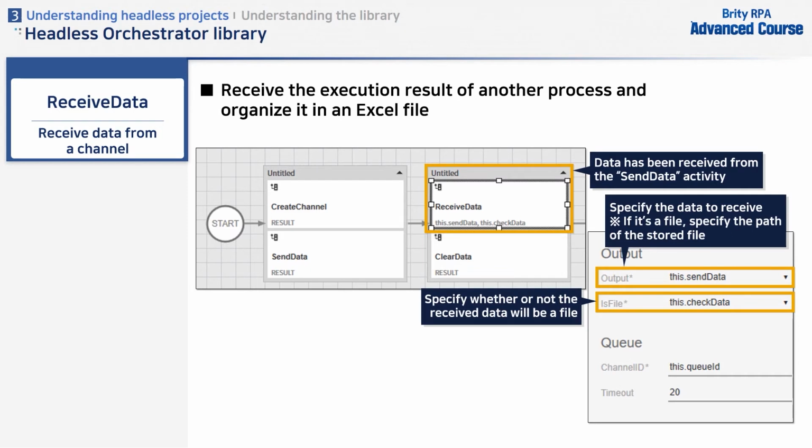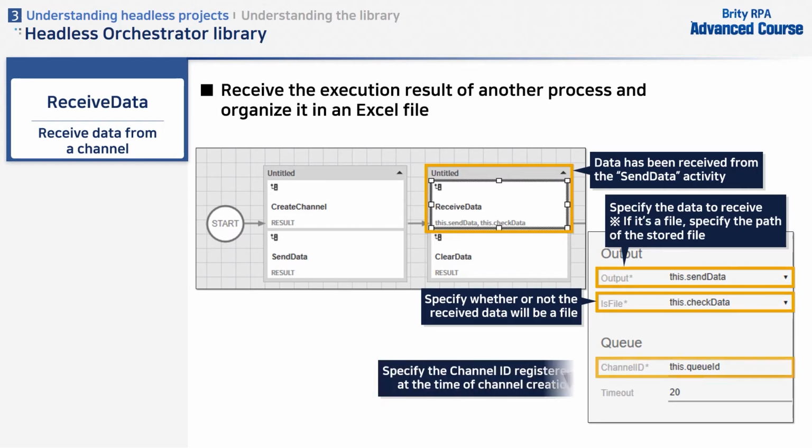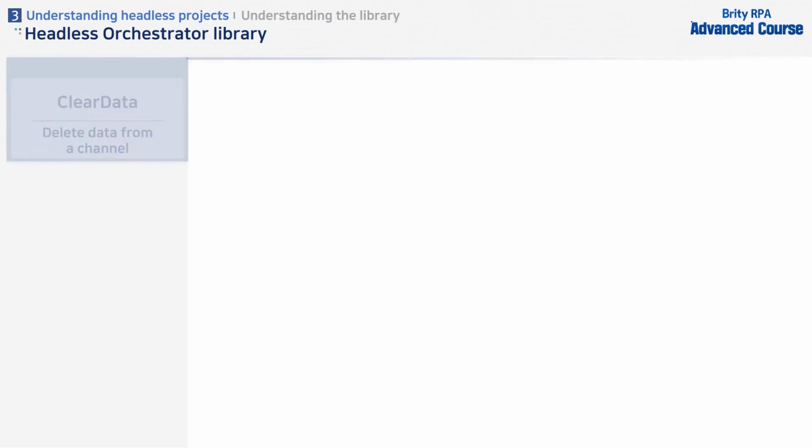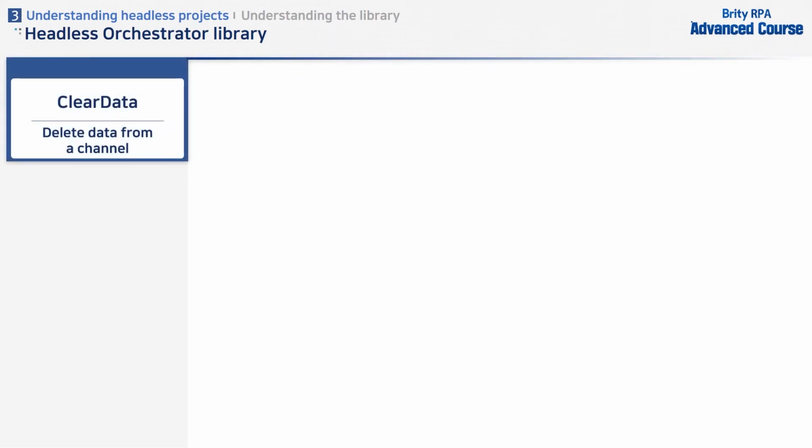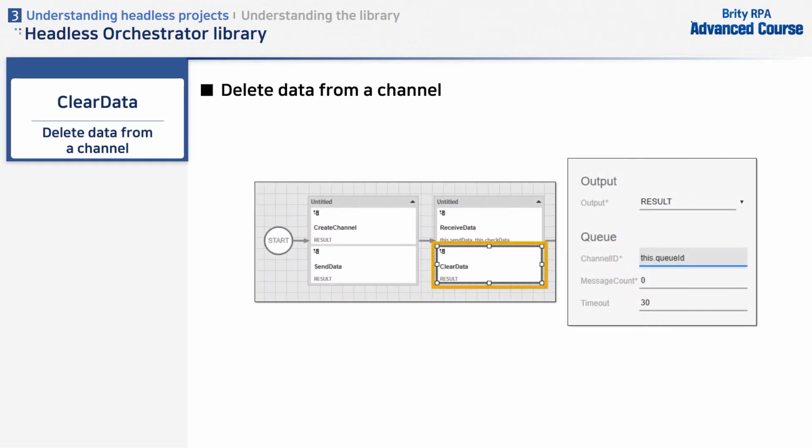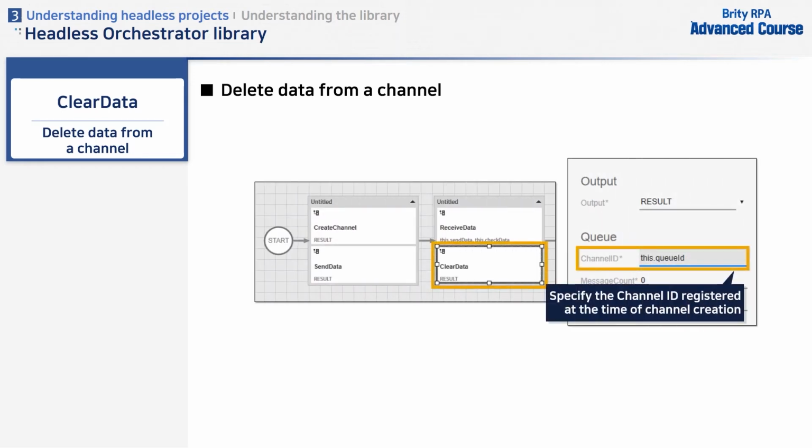Specify whether or not the received data will be a file for the IsFile option, and in the Channel ID field, specify the channel ID registered at the time of channel creation. The Clear Data activity is used to delete data from a channel. The used data must be deleted from the data queue by executing the Clear Data activity. In the Properties window, specify the channel ID registered at the time of channel creation.